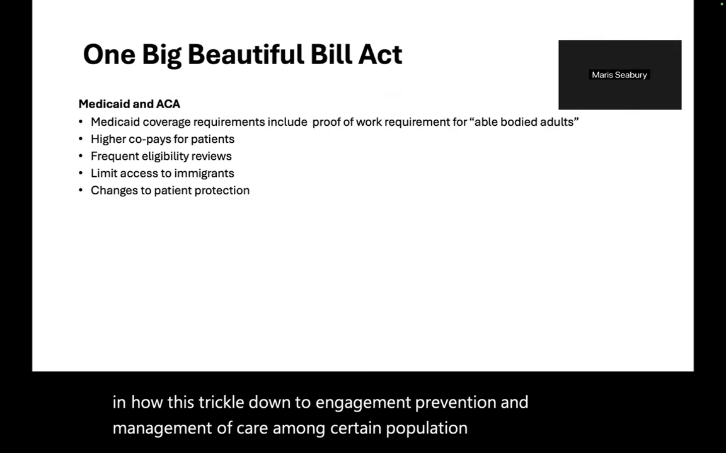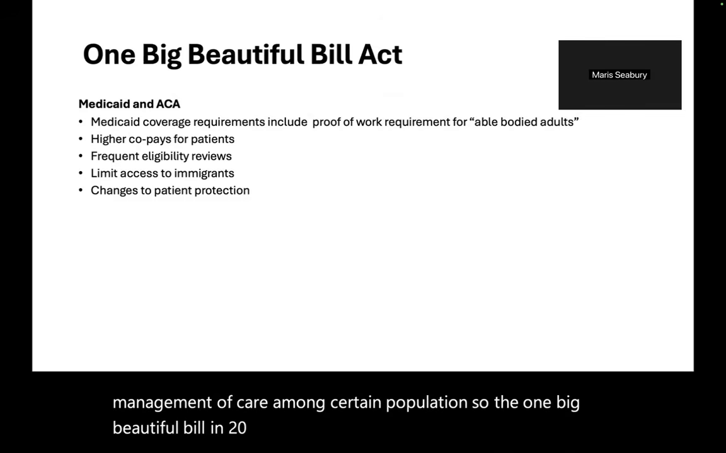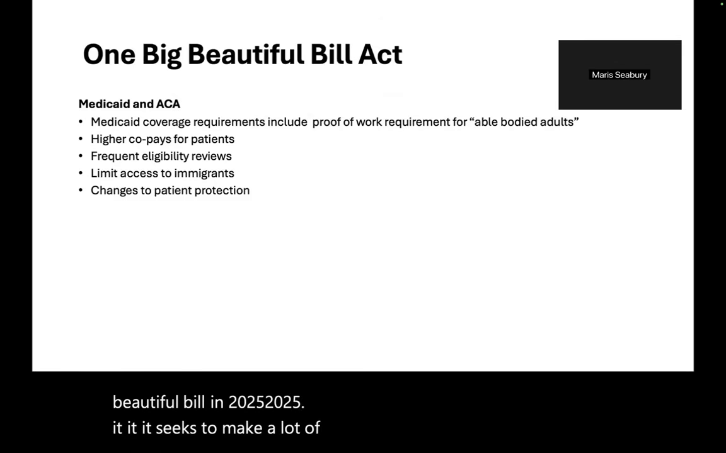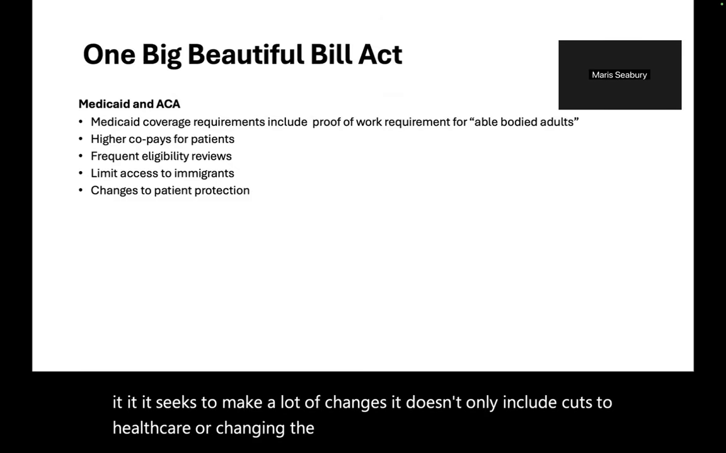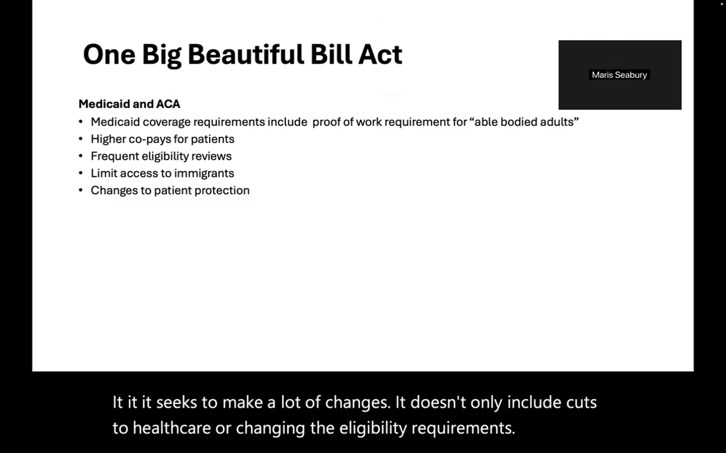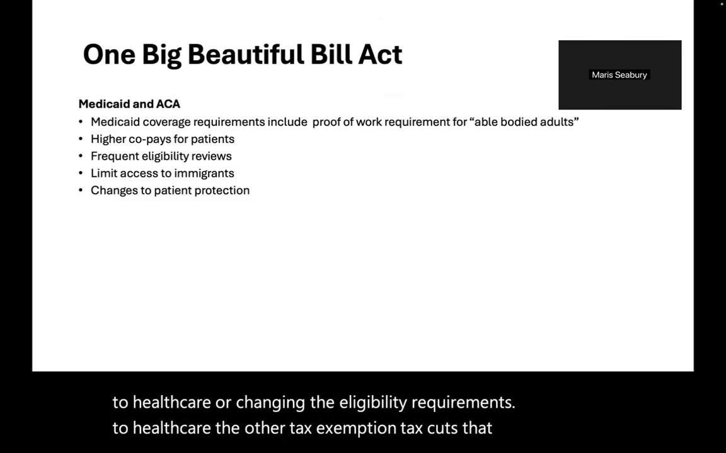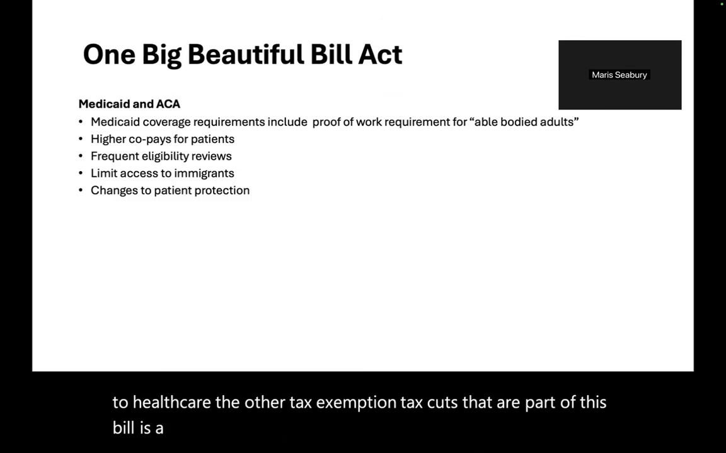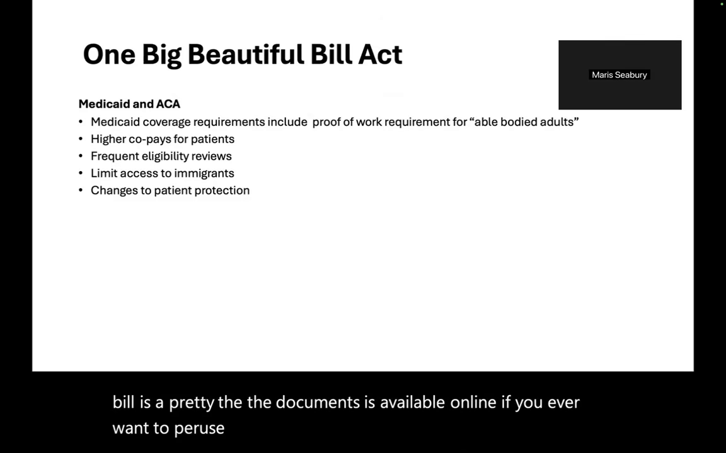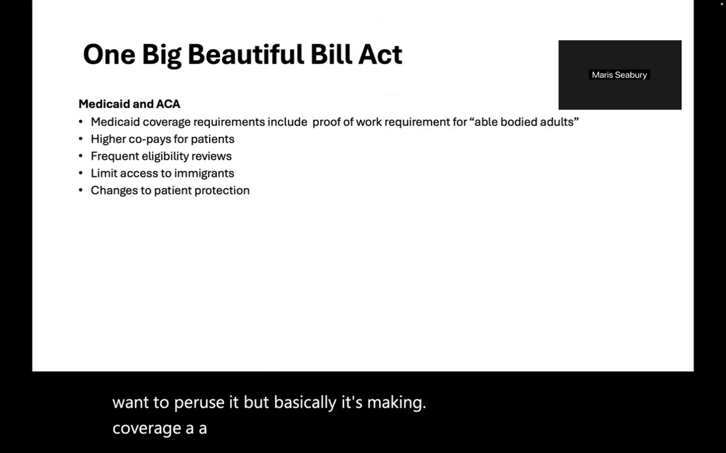So the One Big Beautiful Bill in 2025 seeks to make a lot of changes. It doesn't only include cuts to healthcare or changes to the eligibility requirements for healthcare. There are also tax exemptions and tax cuts that are part of this bill. The documents are available online if you ever want to peruse them. But basically, it's making coverage a lot tougher for individuals, and some of the requirements are pretty vague.